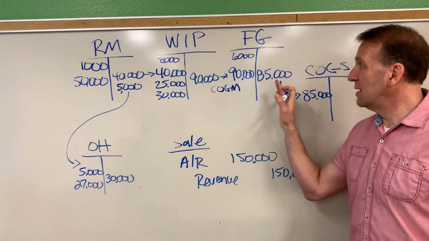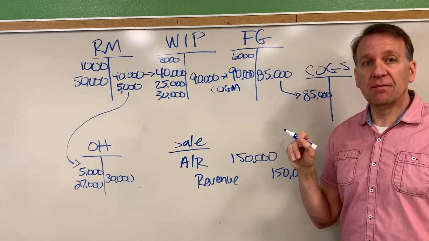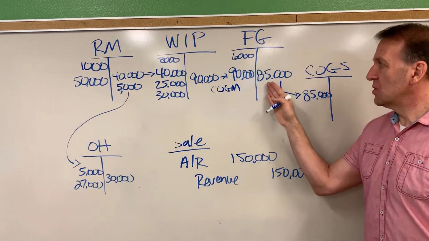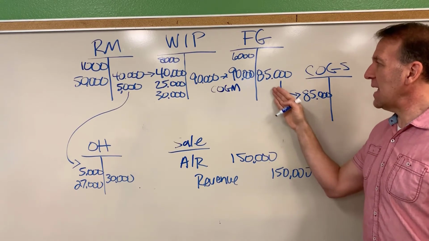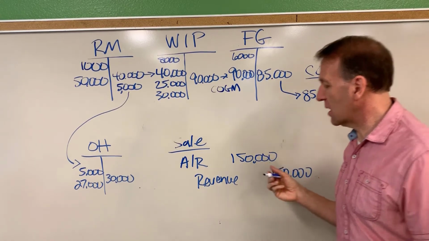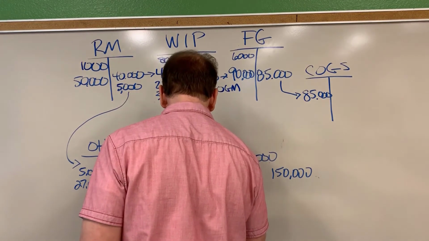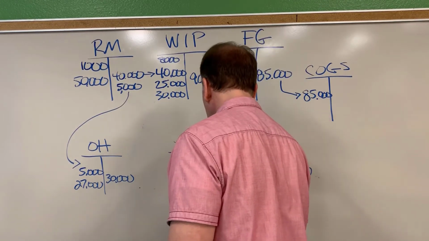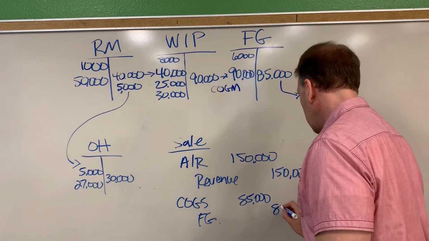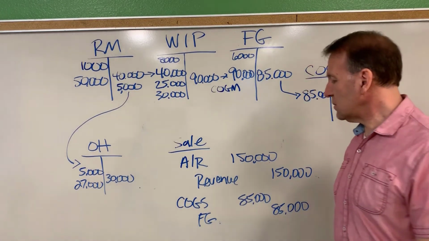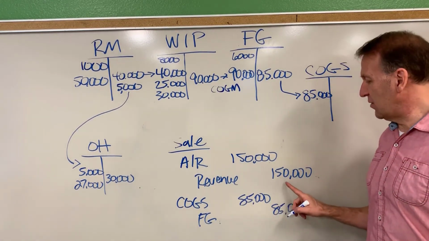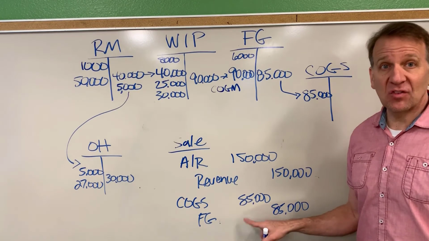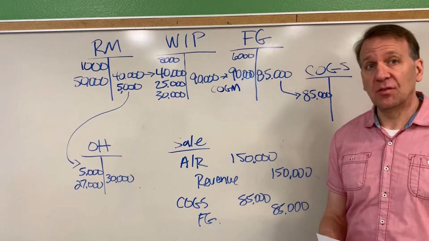But we sold $85,000 worth of inventory. We sold it for 150, but the cost to us was 85,000. So now we have this double journal entry. We have to move these costs out of finished goods into cost of goods sold. So we debit cost of goods sold 85,000, and we credit finished goods inventory $85,000. So you can see our profit is the difference between these two. 150 minus 85 would be $65,000 profit on this sale.